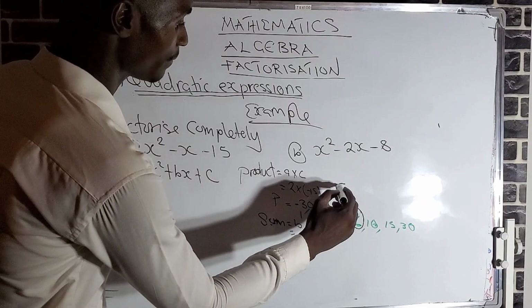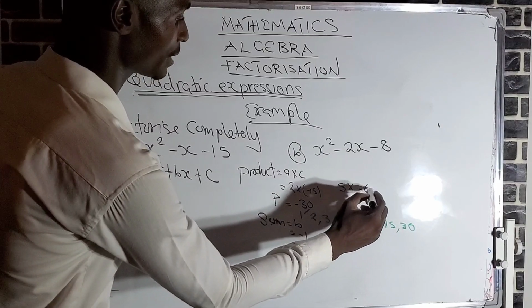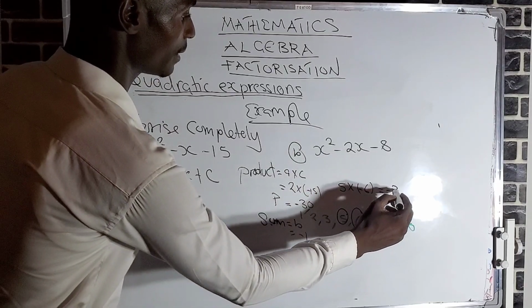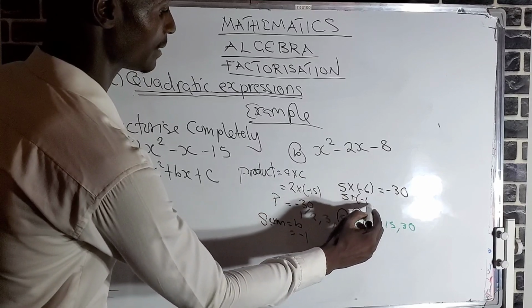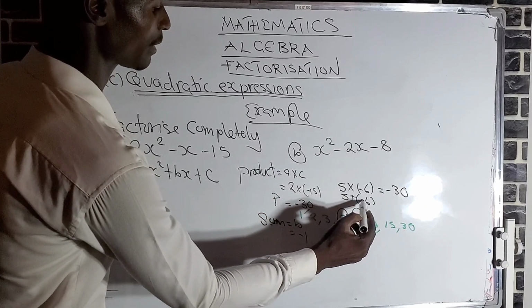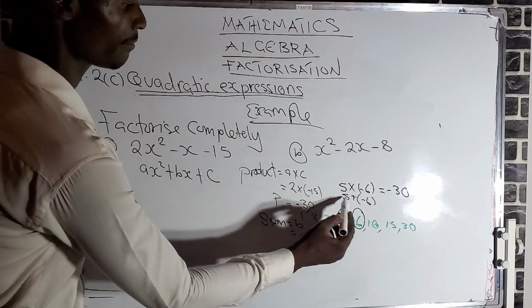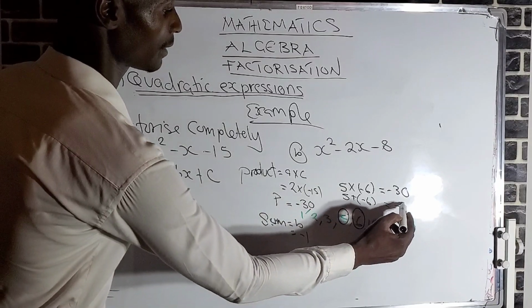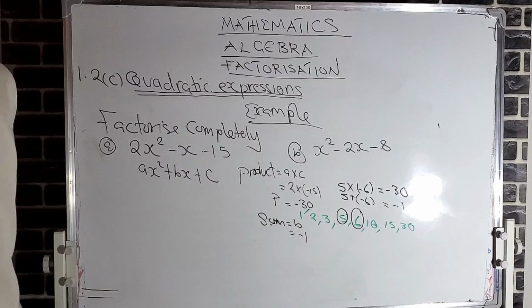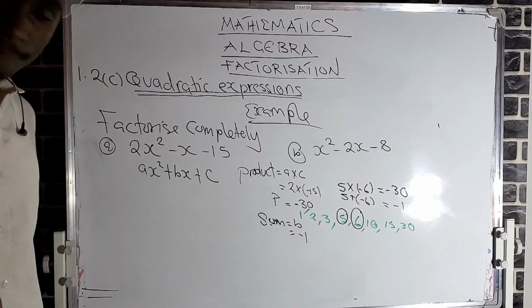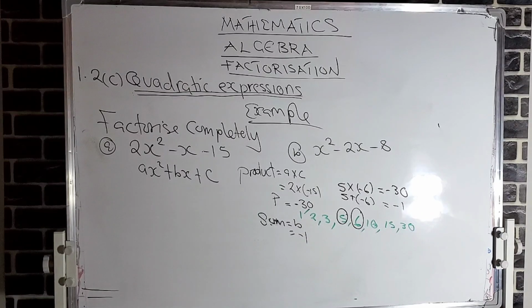What is 5 times negative 6? What is 5 plus negative 6? What is positive plus negative? Negative. 5 minus 6? Negative 1. You see? So, the factors are 5 and negative 6. Good. Very good. 5 and negative 6.